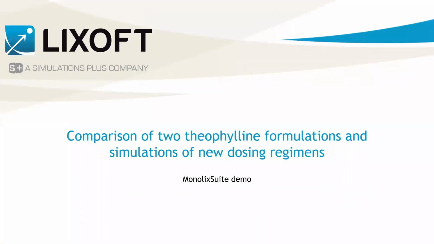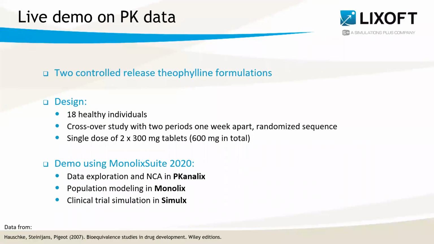So now I'm going straight away to move on to the live demo. I'm going to show you some of these new features. For this, I will use as example a PK dataset that compares two formulations of theophylline in a crossover study. Let me give you just very quickly a few words on this. It's a dataset where the theophylline concentration has been measured in 18 healthy individuals. Each individual has received one of the two formulations 1 week apart with a randomized sequence. The administration is oral and single dose.